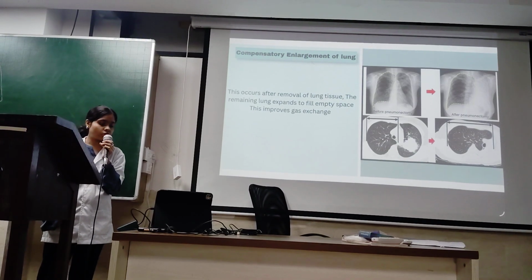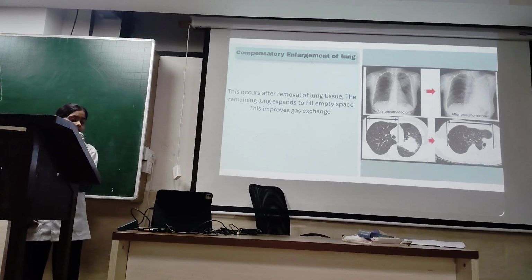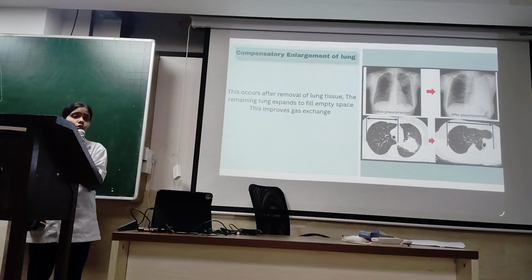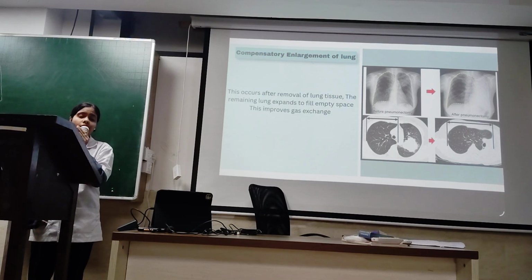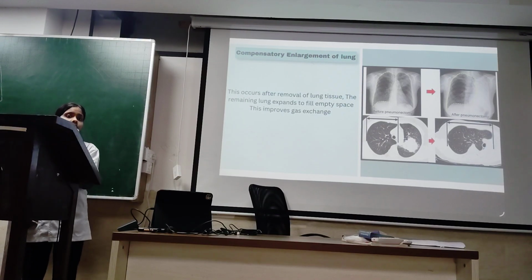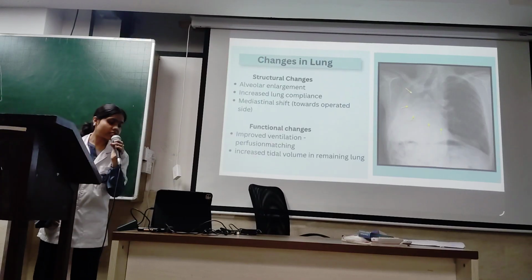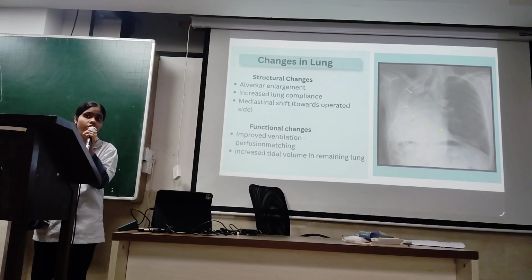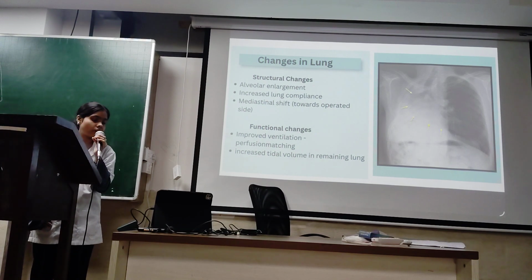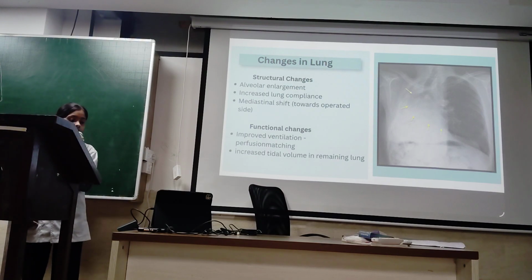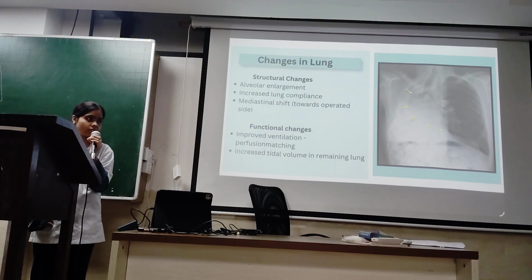In the next picture, which is a CT scan image, the heart is present in its anatomical position. But after the removal of the left side of the lung, the right side of the lung pushes the heart towards the left side, which is the mediastinal shift towards the operated side. For example, as we can see in the picture, there is a deviation of the trachea from its anatomical position. In this picture, the right side of the lung is removed. So, as a compensatory enlargement, the left side of the lung pushes the trachea towards the right side.